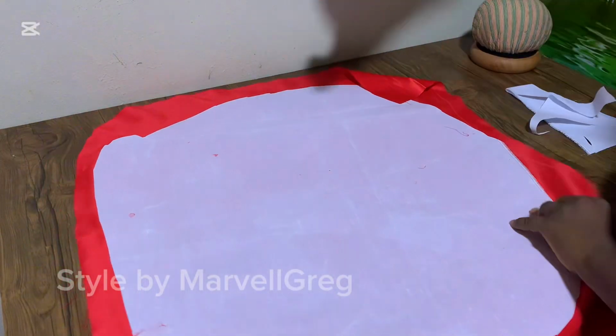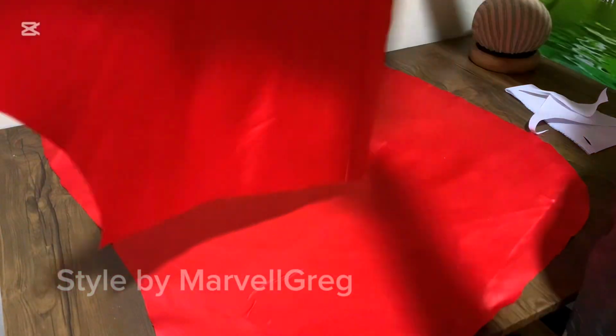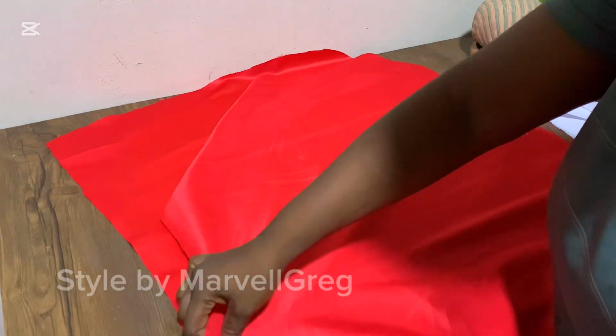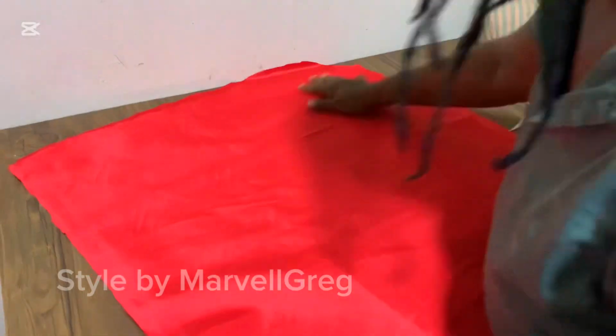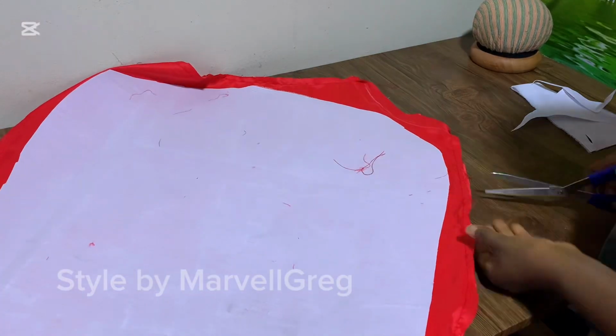So after cutting it out, this is going to help give it a very good structured look, because we are cutting it round. And you can decide to use any stay of your choice, but I think this hard one will give you that structure that you need.